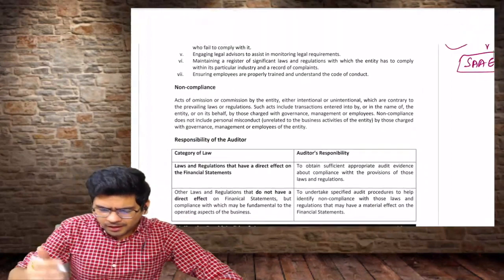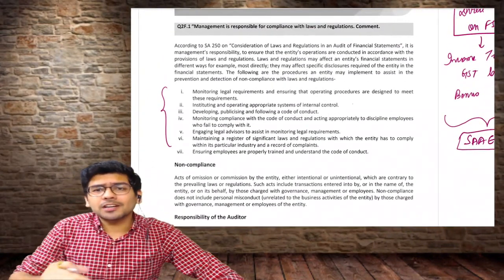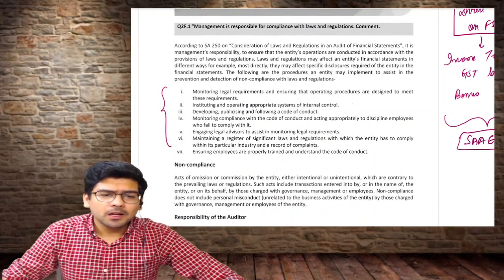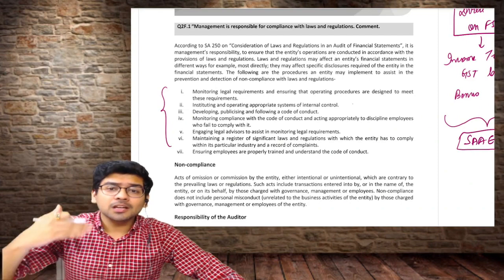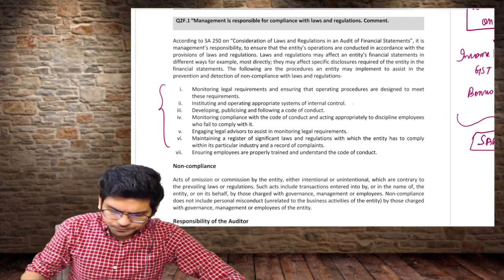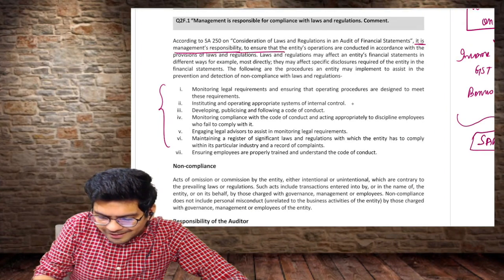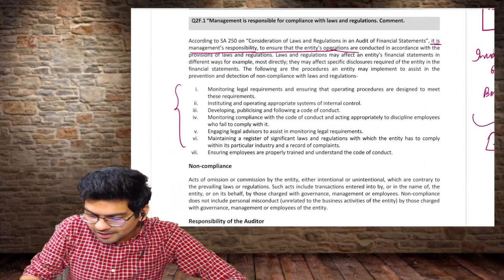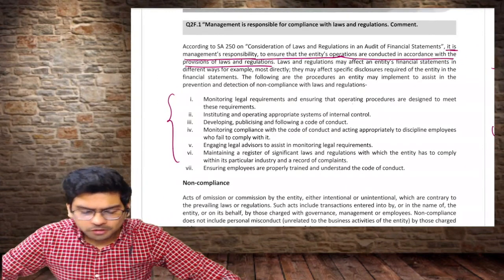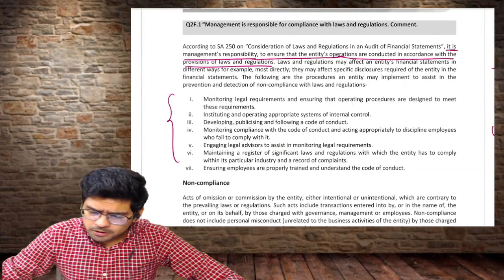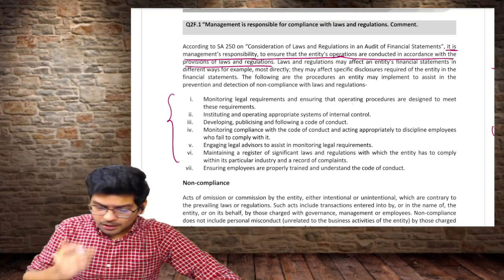I'll come to this theory part also, but I told you this, that who is responsible for the compliance of all the laws and regulations? You have to remember, it is not the auditor, it is the management of the company. So please understand this. It is management's responsibility to ensure that the entity's operations are conducted in accordance with the provisions of law and regulation. So it is not the duty of the auditor. Compliance with all the laws and regulations applicable to the entity is the responsibility of the management. Done. I'll come to this part.